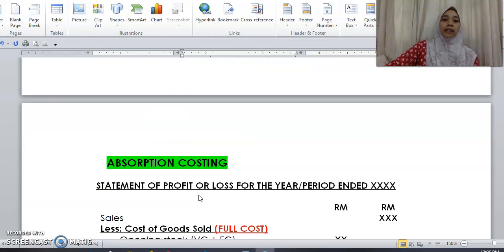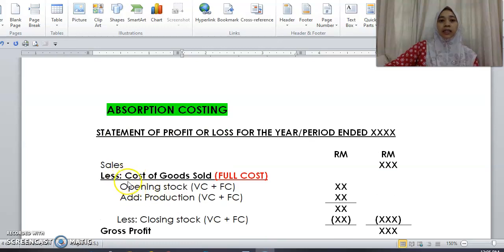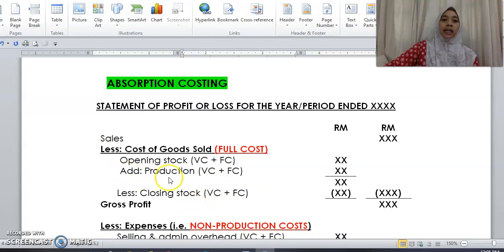As for the absorption costing technique, you prepare the statement of profit or loss. You start with your sales, less your cost of goods sold, but here your cost of goods sold will consist of your full cost. Full cost meaning your variable portion as well as your fixed portion, that is fixed production cost and variable production cost. Next, add your production or purchases, less your closing stock, gives you your gross profit.